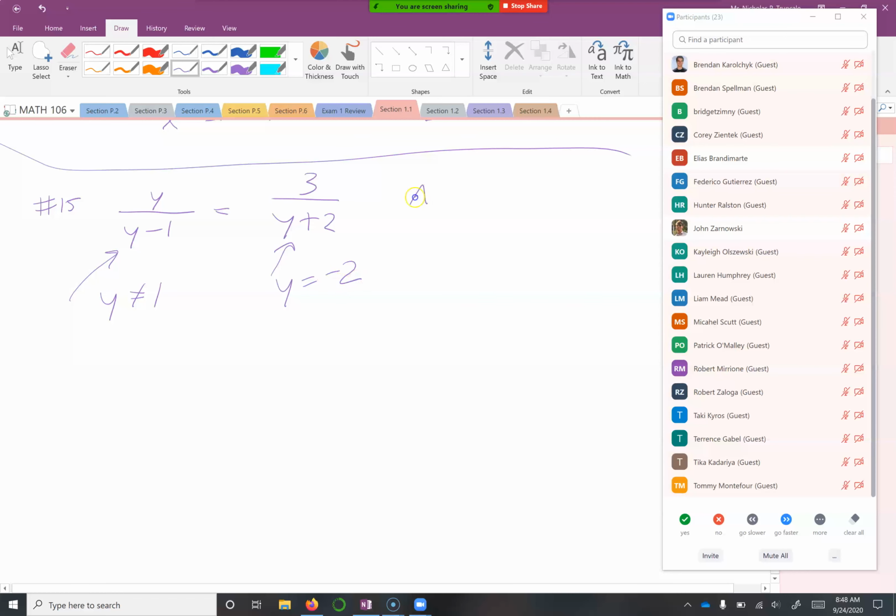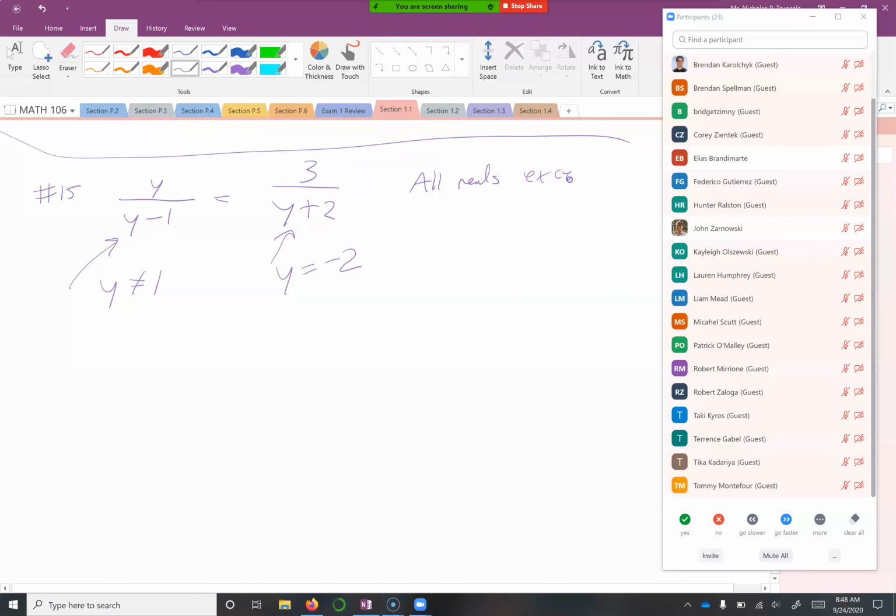So if you wanted to write this domain in words, we would be all reals except y equals 1 and y equals -2. But the interval notation is going to look a little bit more complicated because now we have two values we can't include. So again, you're always going to be starting at -infinity. So here's the interval notation. You start at -infinity, then you go up to the smaller of the two numbers. So the smaller of these two numbers is -2. So you go up to -2.